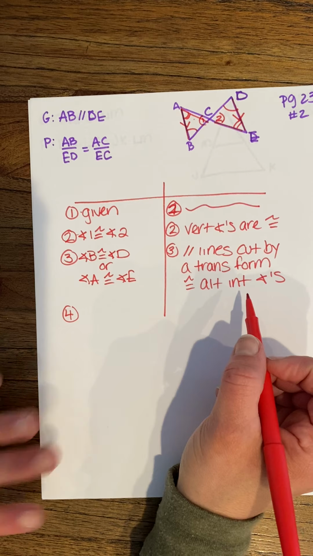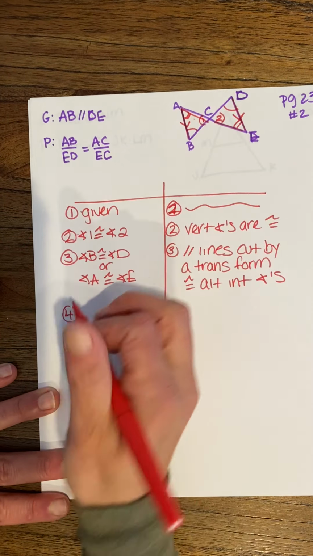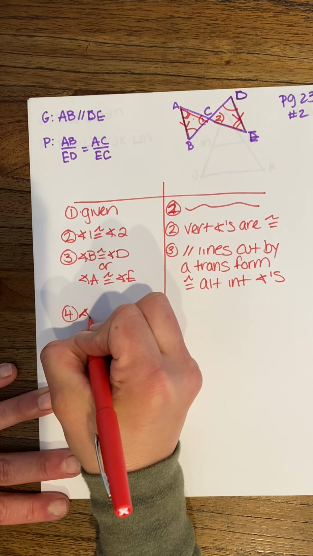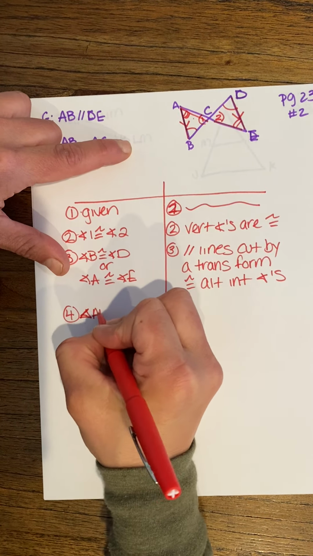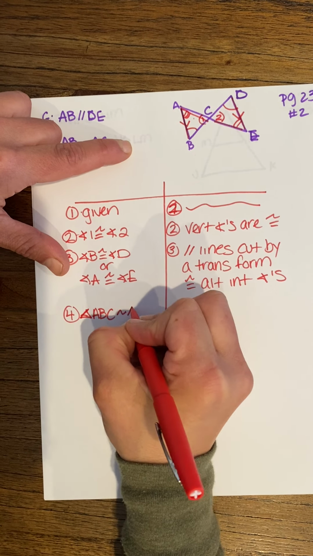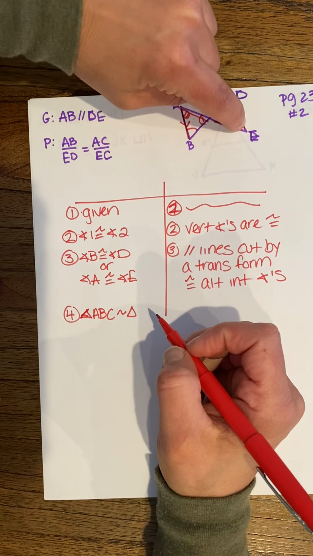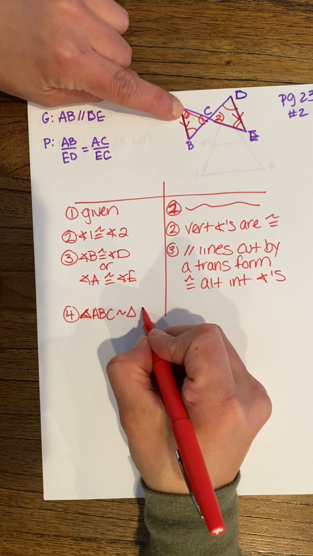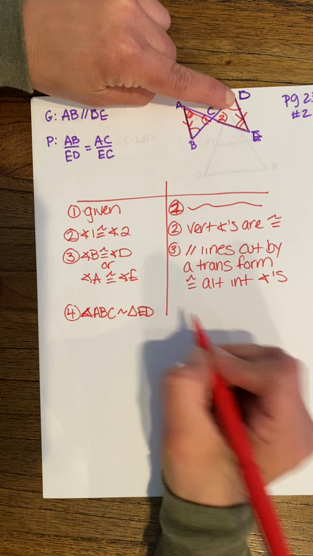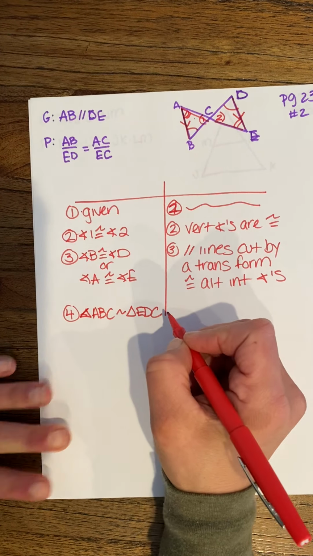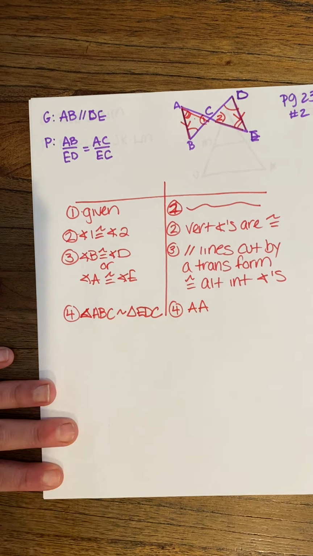So once I have AA, I don't know that I have a proportion yet. All I know is I have two similar triangles. So the triangles that are similar are ABC. Technically you should state them similar in the way they're similar. Because E is congruent to A, I should put the E where I have the A. B is congruent to D, I should put the D here, and then C.